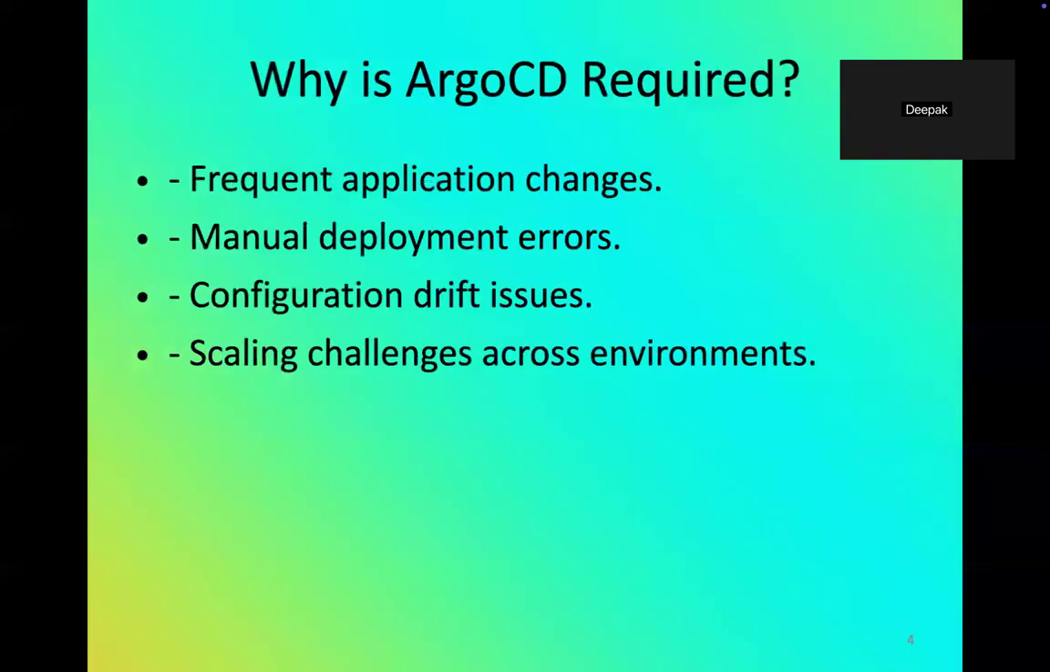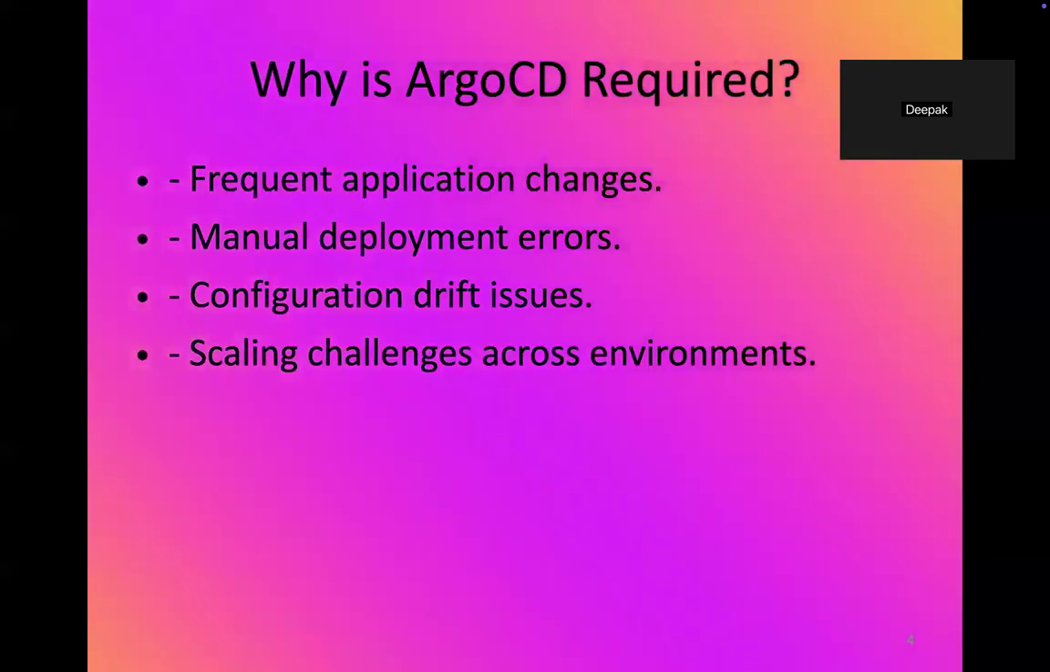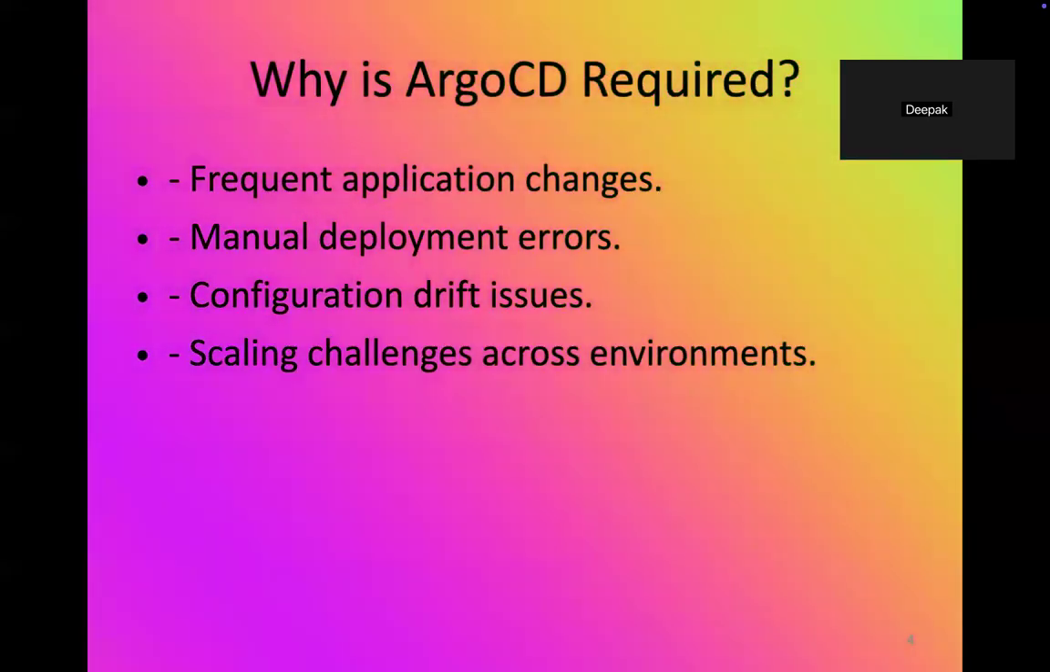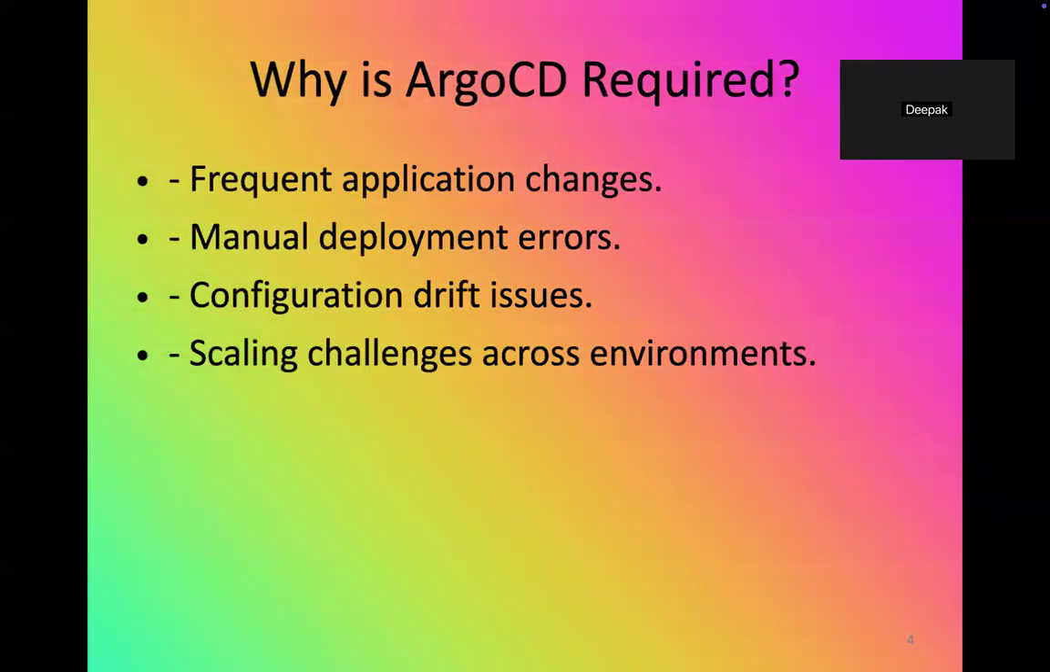Now, coming to the next slide, why is Argo CD required, right? So, frequent application changes. Right now you have version 1, and some changes and features have been developed and you would like to deploy that. So no need to go to the Kubernetes cluster and deploy all those things. Your development team, your application team, has merged the code in their main branch, and it will get picked up when you have auto sync.